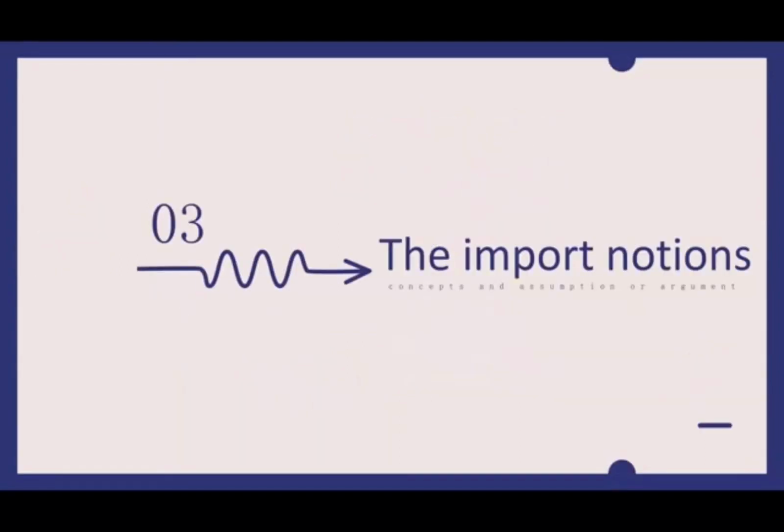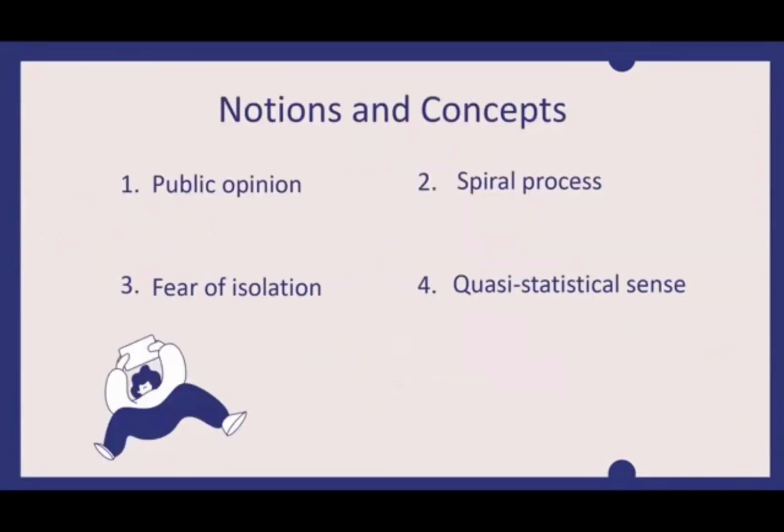Okay, so this is my part. Next page, the important notions. The first one is public opinion. The concept of public opinion, which denotes the dominant or majority opinion on a specific issue within a society or community, is at the center of the theory.